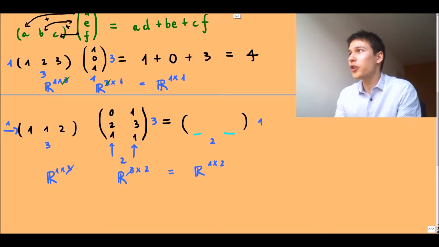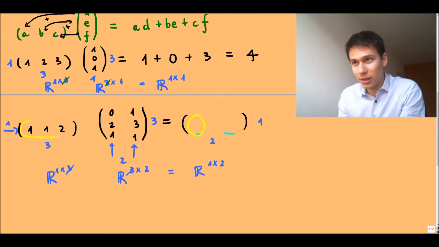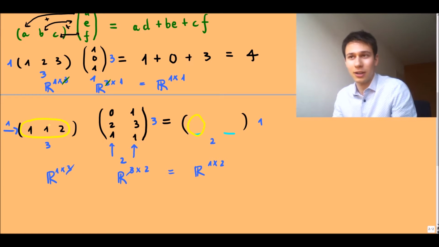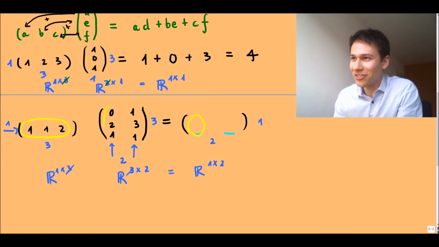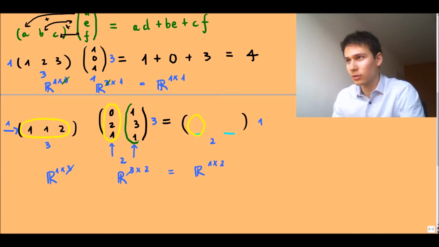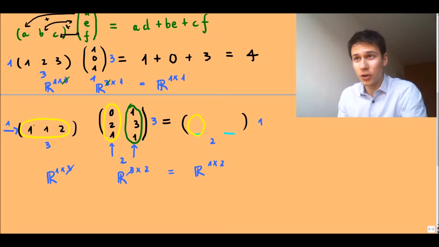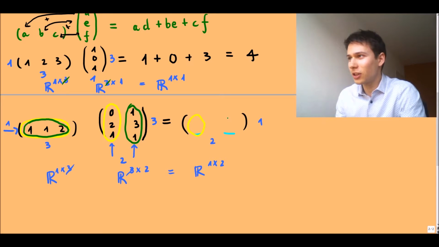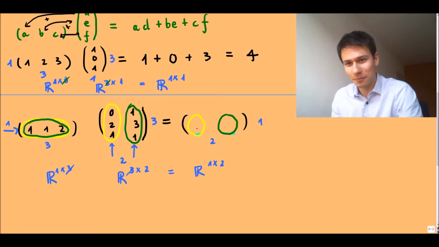So we get our first number, which would be this number here. We get it from this first lying vector and this first standing vector. And we get our second entry from the second standing vector, so this one, together again with the first lying vector. So this is going to give us this second entry.